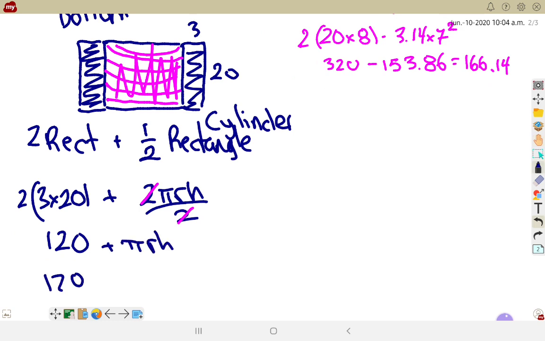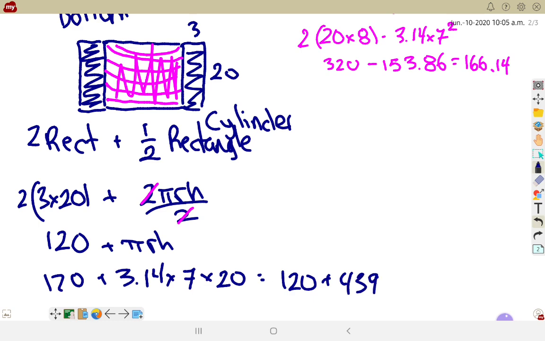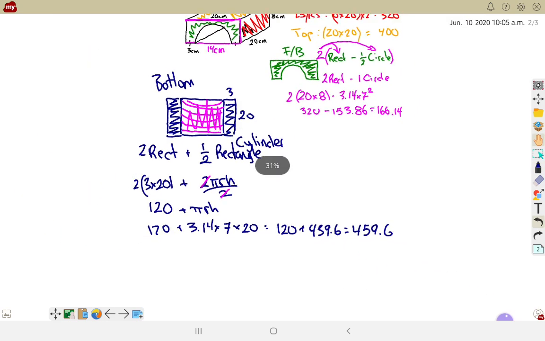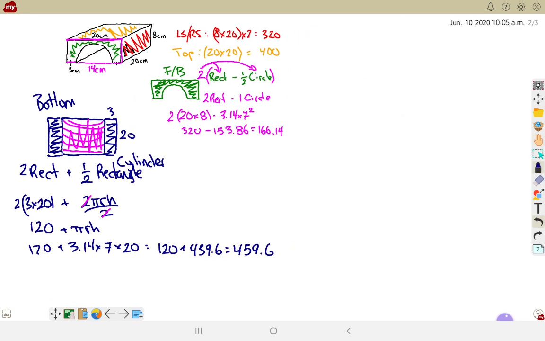Okay, so I have 120 plus 3.14 times the radius is 7 and the height is 20. So 3.14 times 7 times 20 is 439.6. And when we add, oh, sorry, I put it in the wrong spot, 120 plus 439.6. And when we add those two things together, we get 459.6. All right. So, looking at everything that we have together.